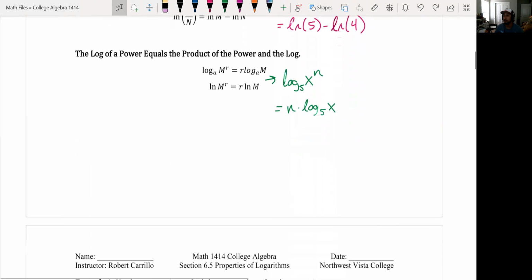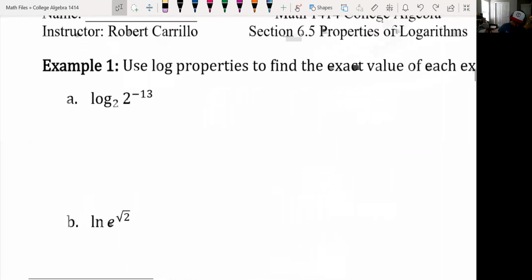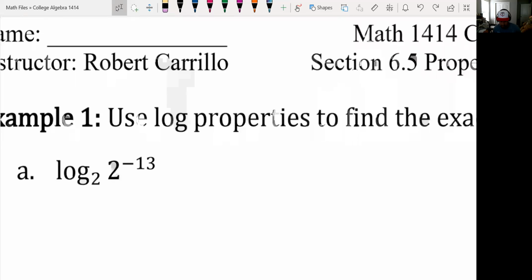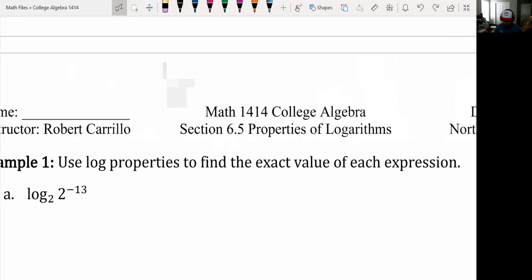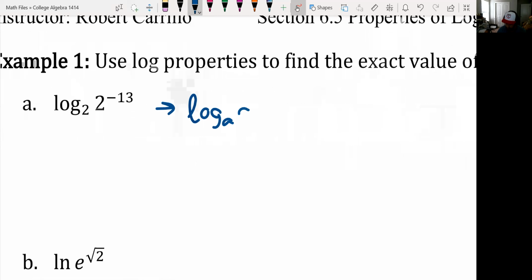Okay, so let's go ahead and simplify these log expressions by using the properties we just learned. Okay, so first one, log base 2 of 2 raised to negative 13. This base is the same as this base, so they will cancel, right? This one uses that one property, log base a of a to the r will equal r. So log base 2 of 2 raised to negative 13 just becomes negative 13.